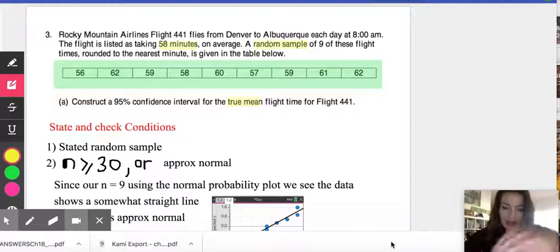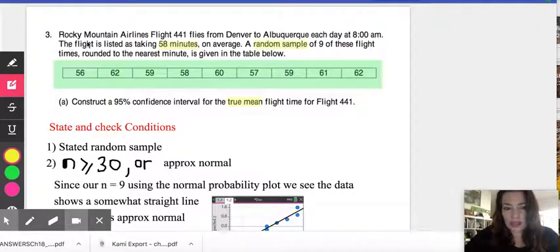Hi, everyone. I want to do an example for a one sample T interval. This has to do with means, so be careful. Do not confuse means and proportions. When we're looking at means, we are looking at quantitative data. So let's read the question.